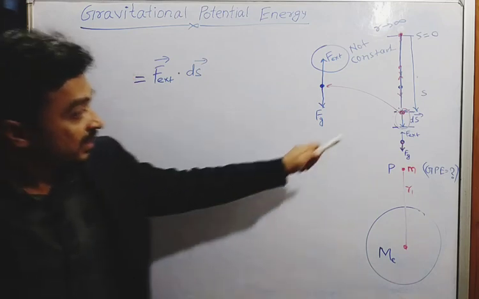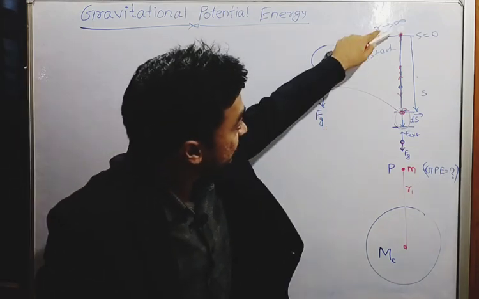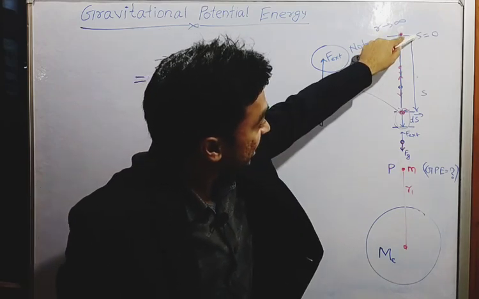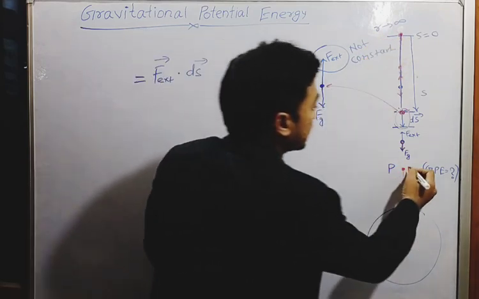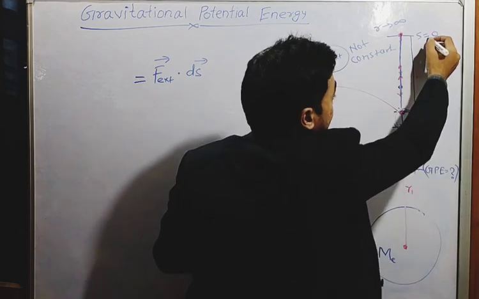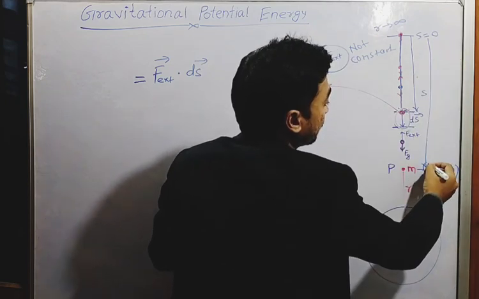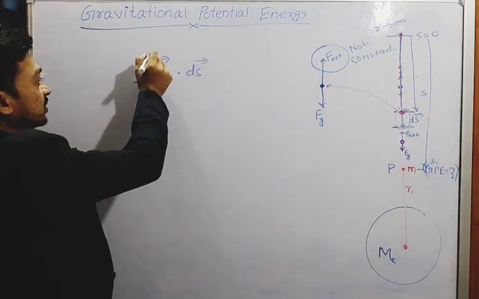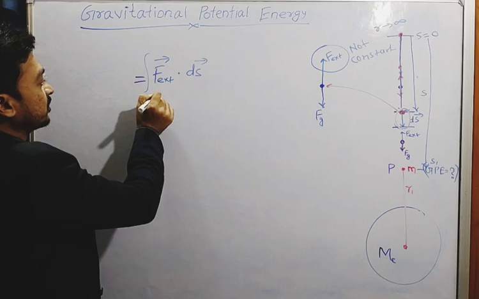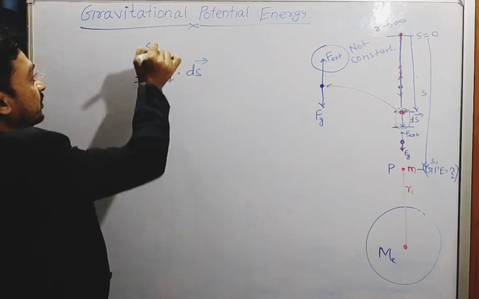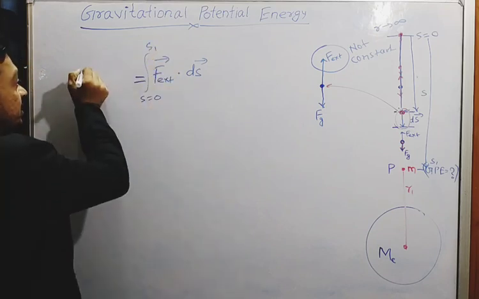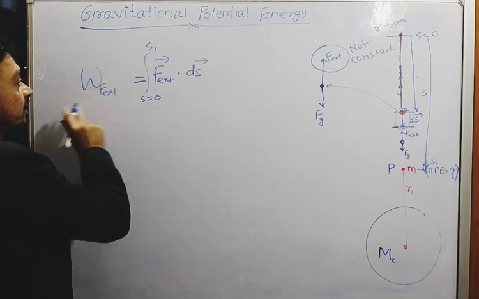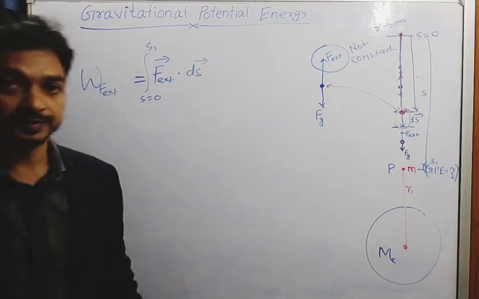Okay, and this is for a small path, and if I am calculating this from infinity to this position, that means from s is equal to 0 to, let's say, s is equal to s1, from s is equal to 0 to s is equal to s1. This is the total work done by external force.